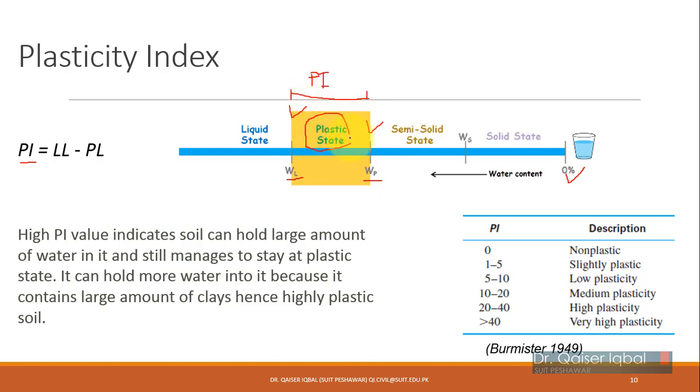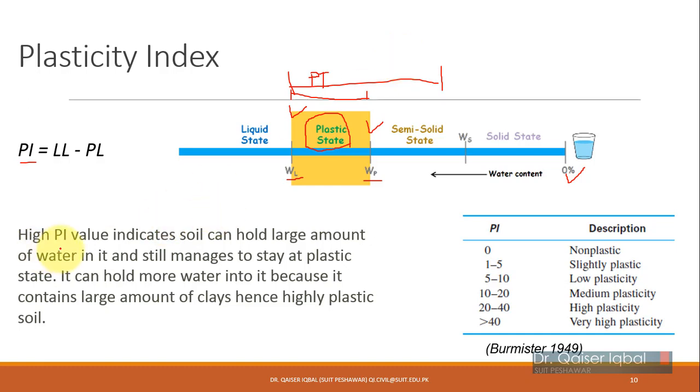So the more the difference between these, the more affinity the soil has, or the more range of a plastic state. If this distance is larger, it means that the particular soil can remain plastic for a very large range of moisture content. Okay, so it will be a highly plastic clay.